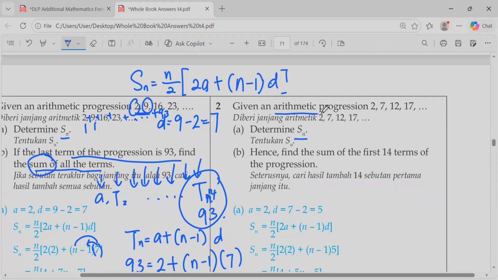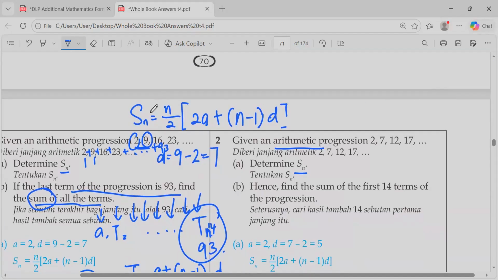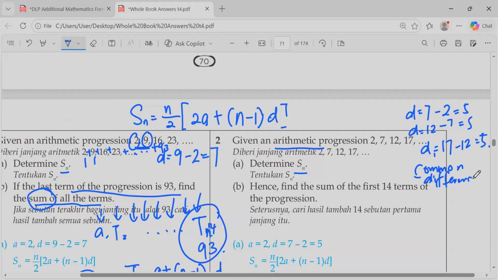Okay, Sn, this is arithmetic. So for arithmetic, the common difference is 7 minus 2, or 12 minus 7, or 17 minus 12. The answer will be the same, all will be 5. This is the common difference. Common means same. So it means they were plus 5, plus 5, plus 5. This is the pattern of arithmetic.